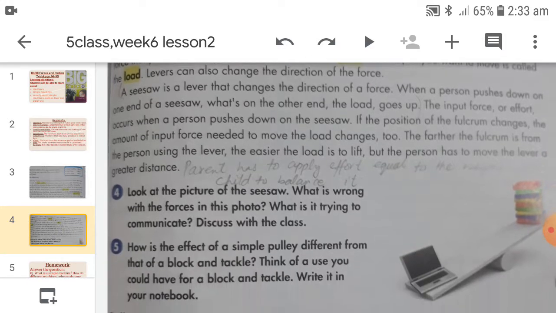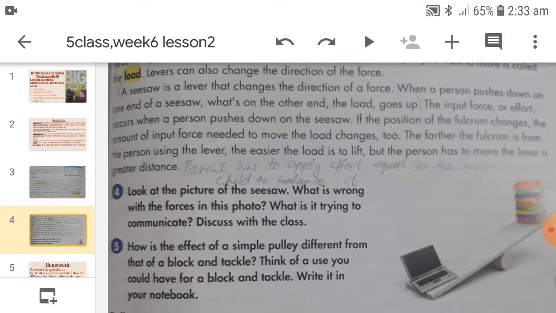Now, what if you are sitting on a seesaw with one of your parents? As you are going to apply less force obviously, if your parent wants to balance the seesaw, what do they have to do? Your parent has to apply an equal force, which is equal to the weight or mass of your body. Then the seesaw will be balanced.